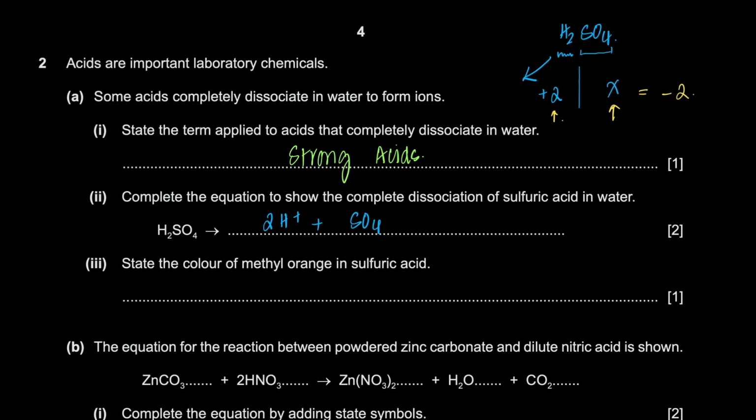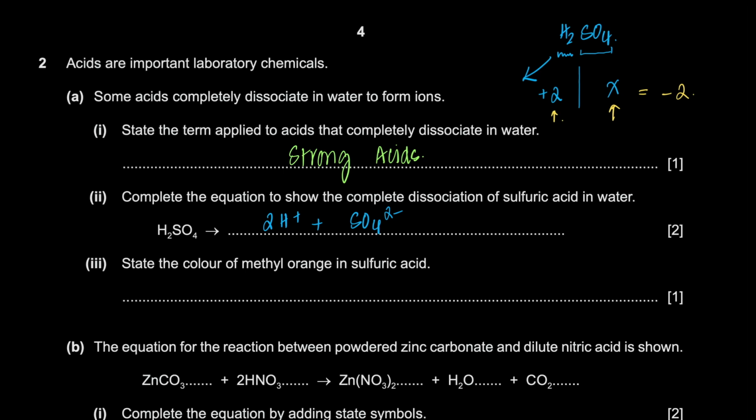Right? x equals minus 2, positive 2 and minus 2, positive 2 and minus 2 will cancel out. The overall charge will be 0. This thing doesn't have an overall charge because there's no charge on it. So that's why I'm doing this math. I hope this made sense. And if it did, the charge on the sulfate ion is 2 minus.